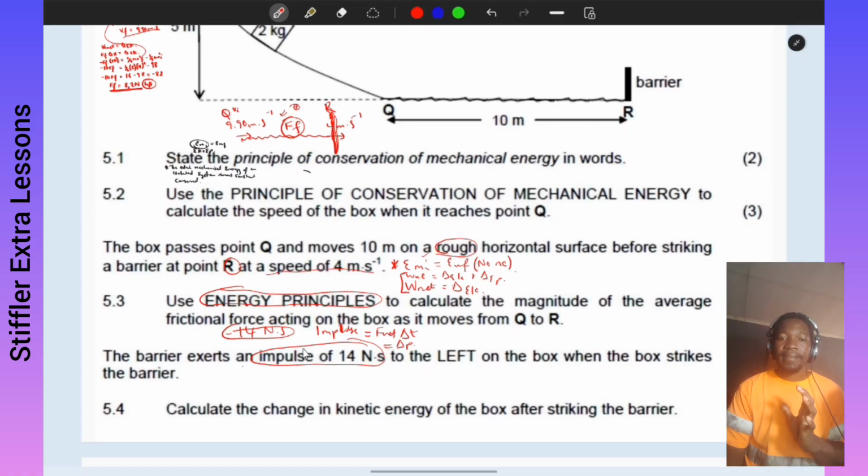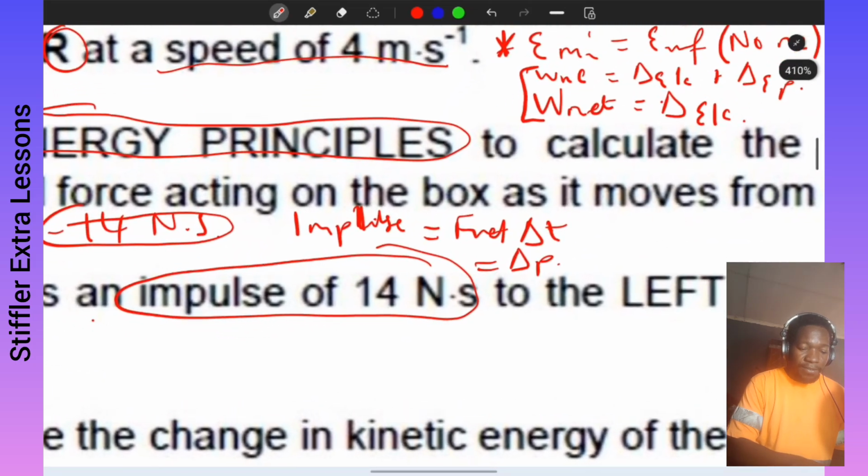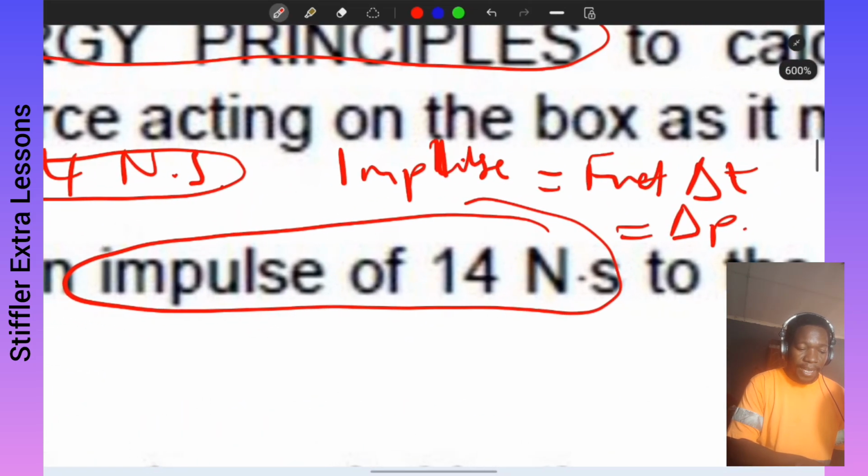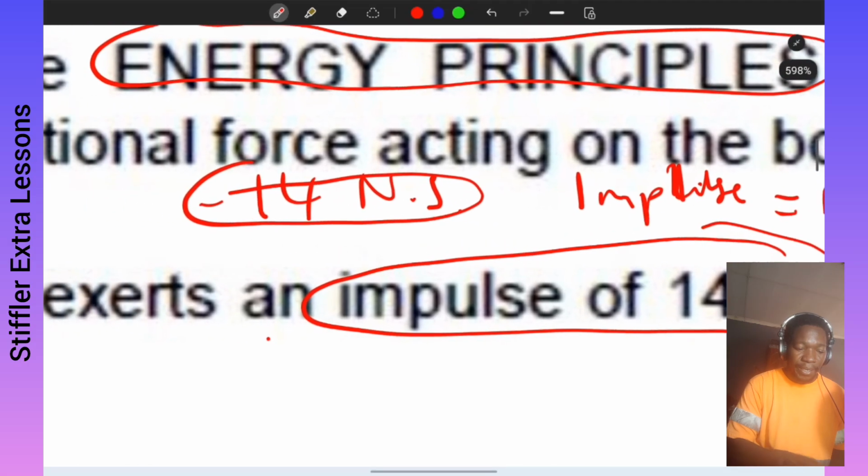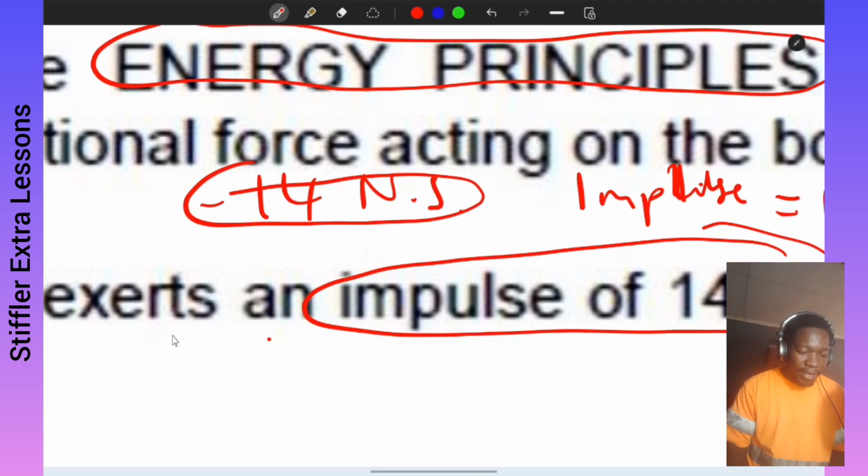So how do you find the change in kinetic energy? First you need to find the final velocity. So let's use impulse to our advantage to calculate the final velocity after striking the barrier, right? So we can say impulse is equal to change in momentum. Impulse is negative 14, so this should be equivalent to mass times final velocity minus mass times initial velocity. So this is the change in momentum, right?